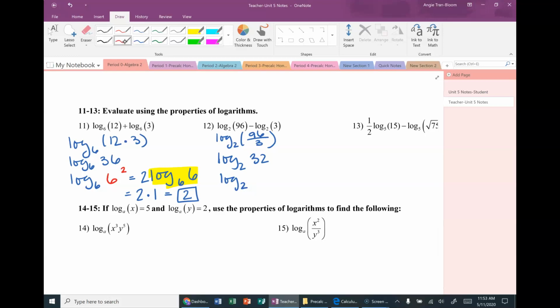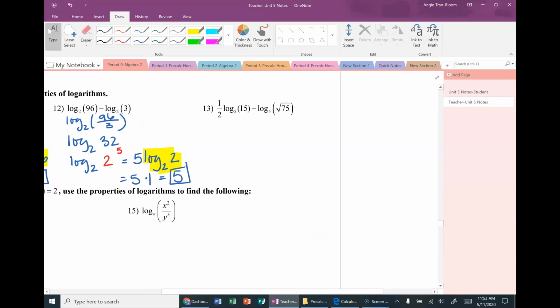So what you want to do is, hey, can I break the 32 into a 2 to some power? And yes, you can. 2 to the 5th to be exact. So now the power of 5, rewrite it as a coefficient in the front. And again, this is the log base 2 of 2. That is also 1. So this will give us 5 times 1, which will give us an answer of 5.